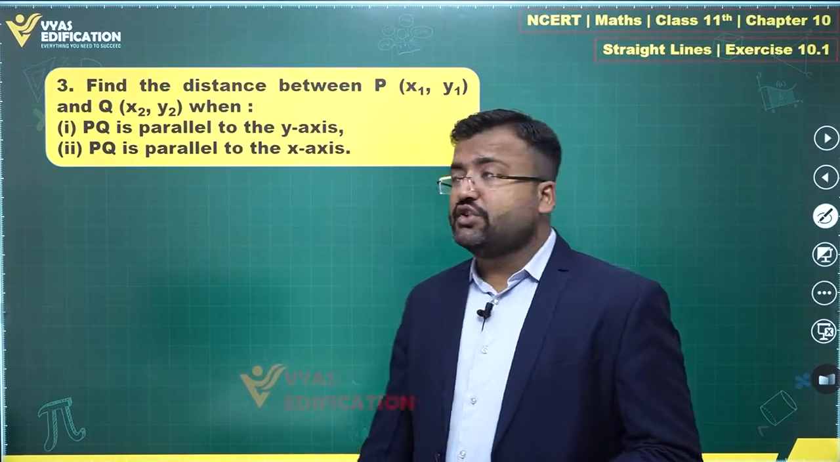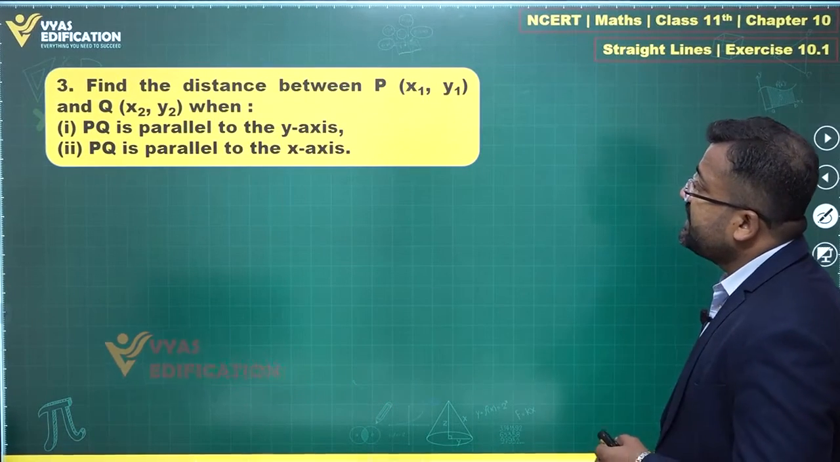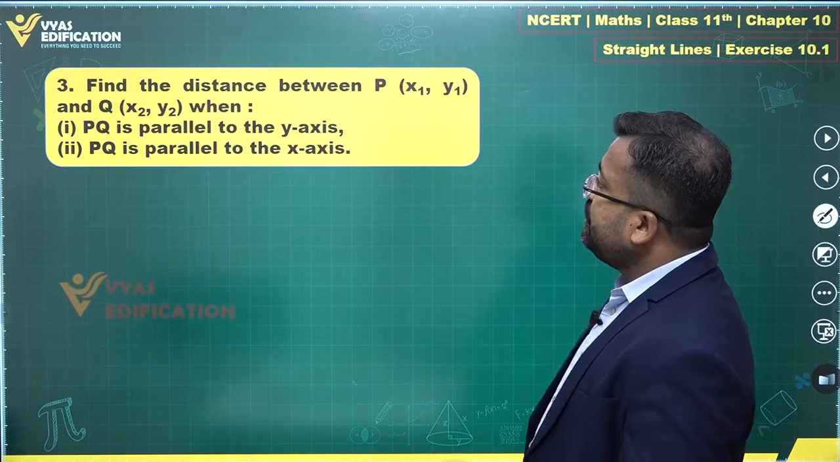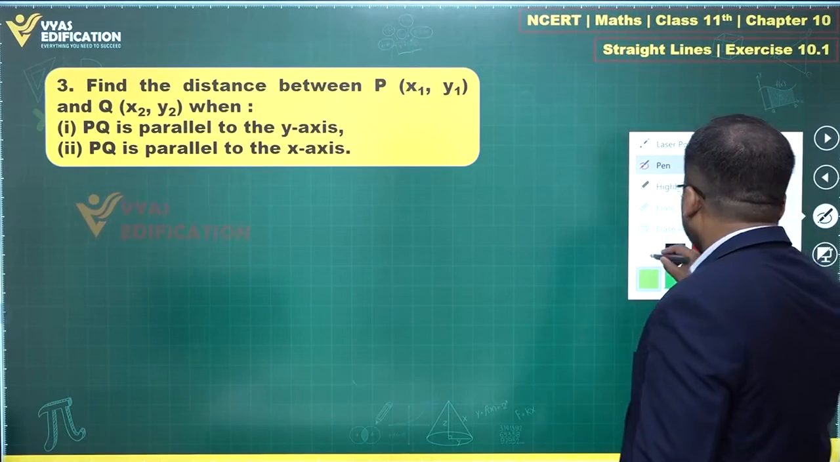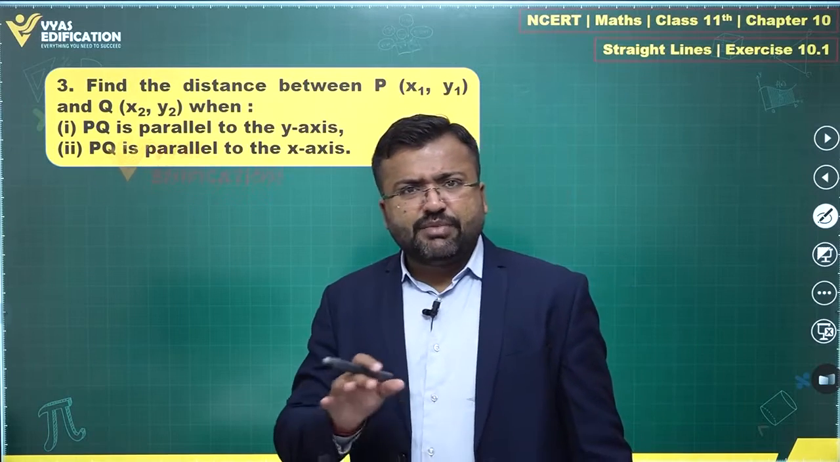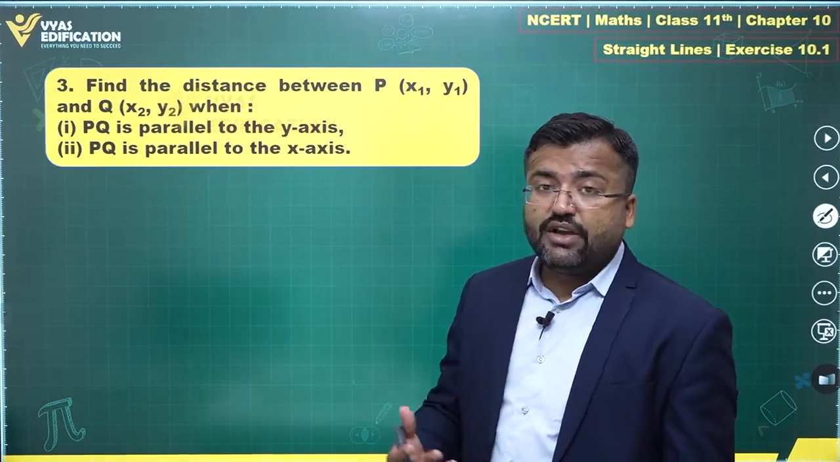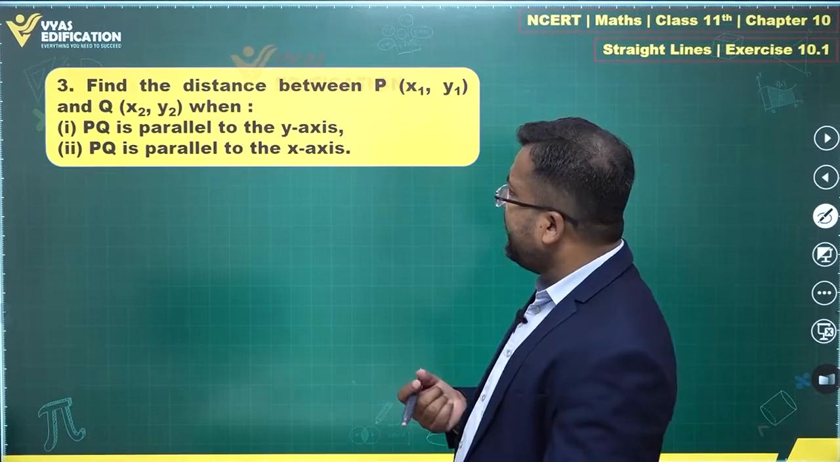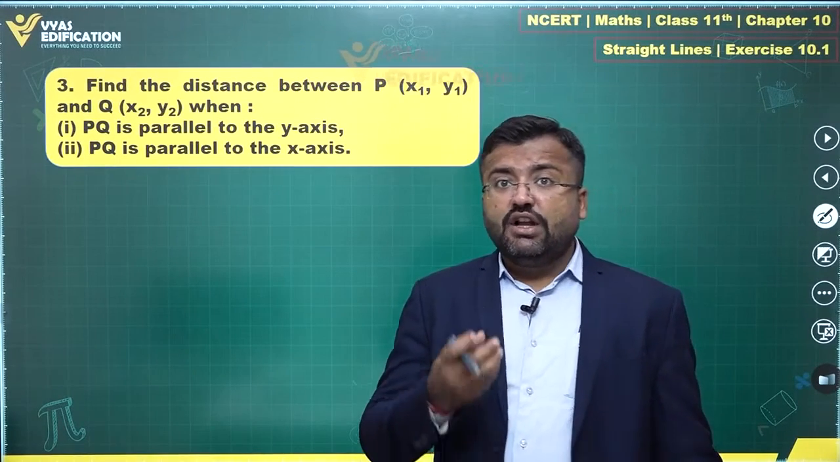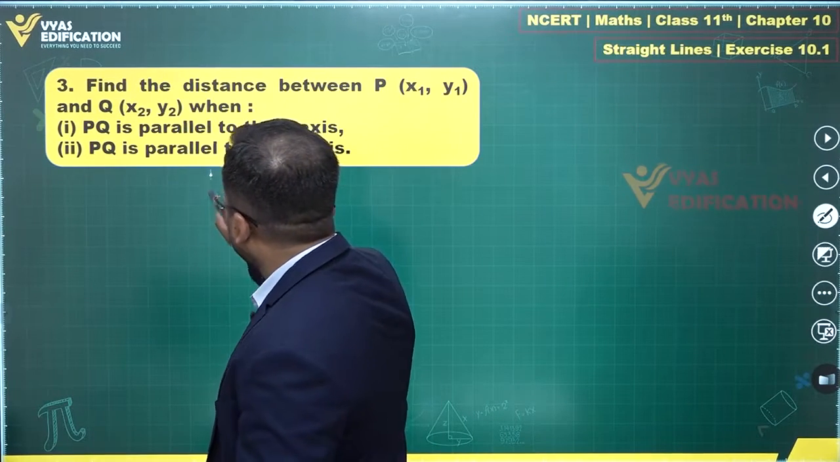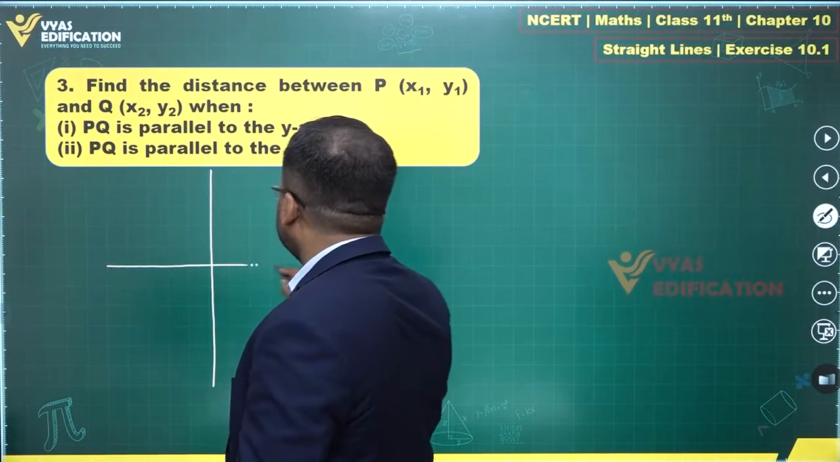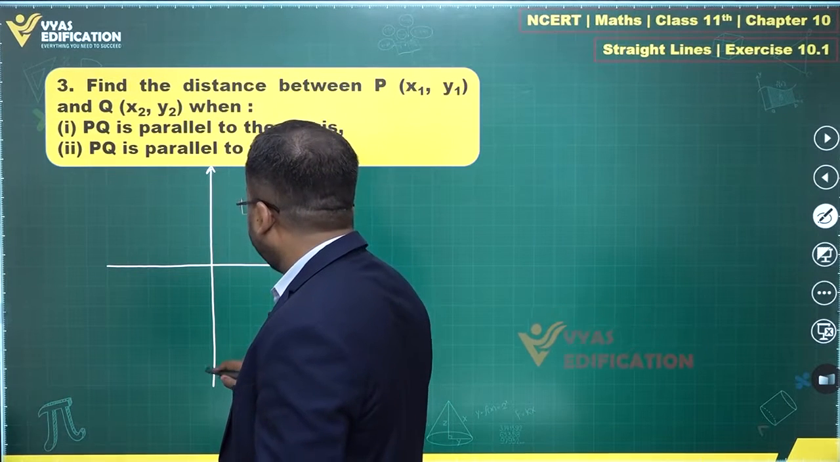Let's talk about the third question, which says find the distance between P(x1, y1) and Q(x2, y2) when PQ is parallel to the y-axis, and second part PQ is parallel to the x-axis. When the line segment PQ becomes parallel to the x-axis or the y-axis, you can maybe guess something about x1, x2 and y1, y2. How will we do that? Let's talk about the first part.